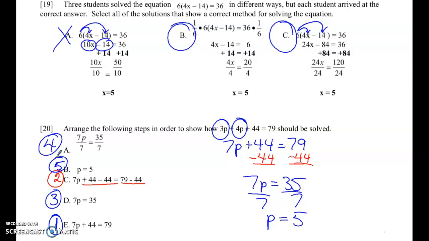So if you numbered your steps like that, that works. Another way is you could just put the letters in order. E, C, D, A, B. Either way would work to be able to show your steps there.